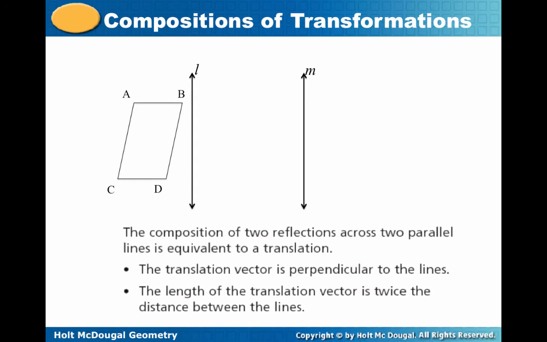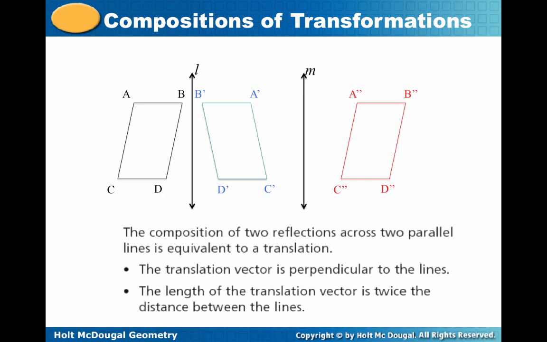So here are two parallel lines, L and M, and a shape, ABCD. When you reflect it across line L, the image you get looks like that. And when you reflect that second image across M, the image you get is what's represented here by A double prime, B double prime, C double prime, and D double prime.